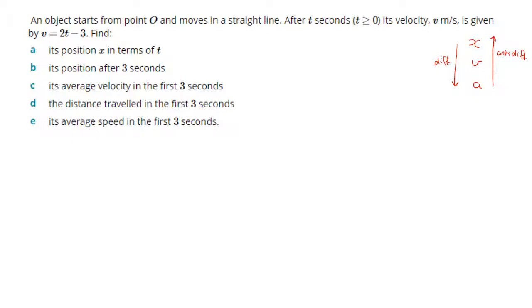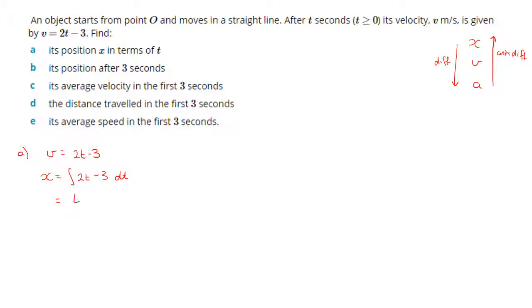So to start with, for part A, we have our velocity equation, and we want to find its position x in terms of t. Looking at our little information over to the side, that means we have to anti-differentiate. So in order to find x, we are going to anti-differentiate this, or find the integral of this function here with respect to t.